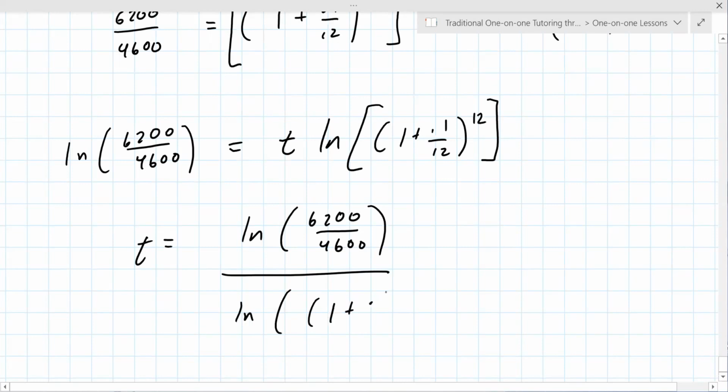Avoid trying to change any of this. Just punch into the calculator this way and let the calculator do the work. Don't try to use any of the formulas we talked about earlier. They don't help here.